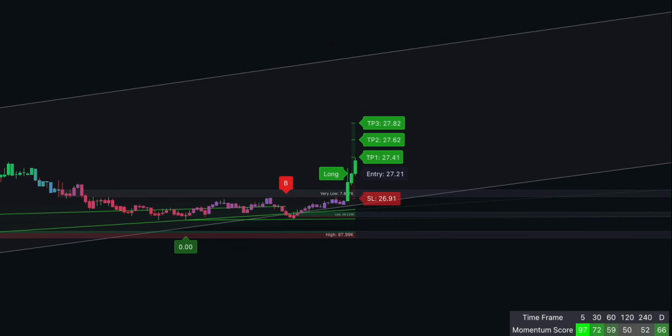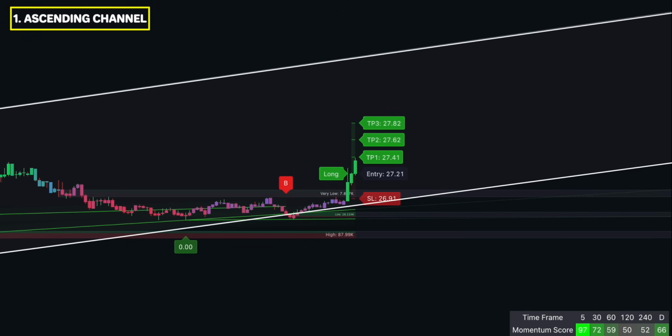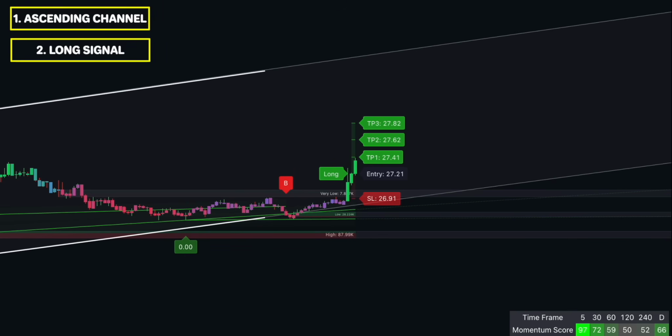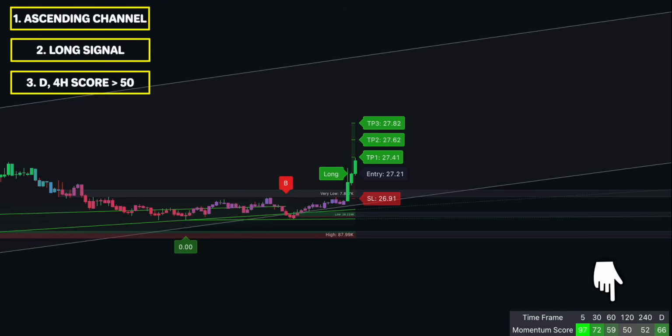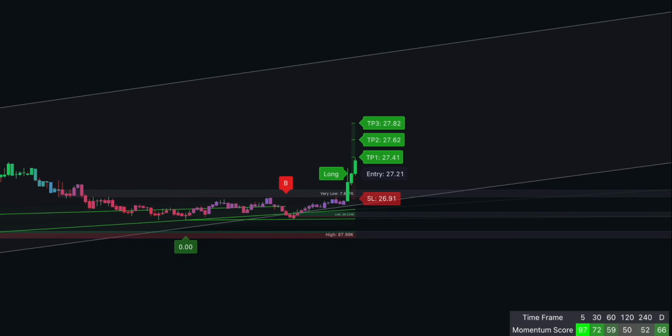We'll start with a long trade. Before initiating a long trade, check if the following criteria have been met. First, the trend channel is ascending. Second, the indicator issues a buy signal or a trend line break signal. Third, market momentum in higher time frames like daily, 4-hour is above 50. Fourth, there is no bearish order block below or at the first profit target. You can also add a rule to buy only near the lower trend channel band, but this is optional.